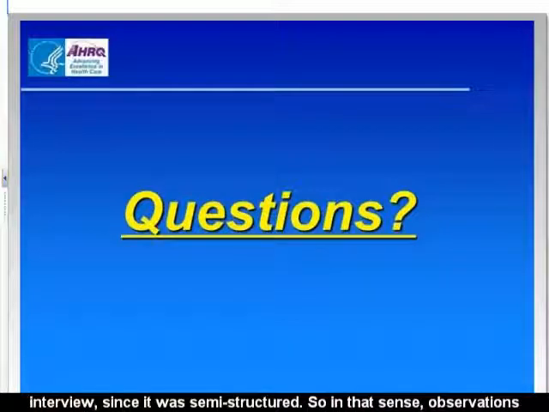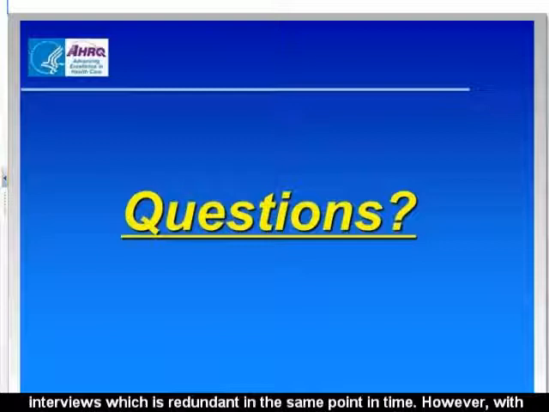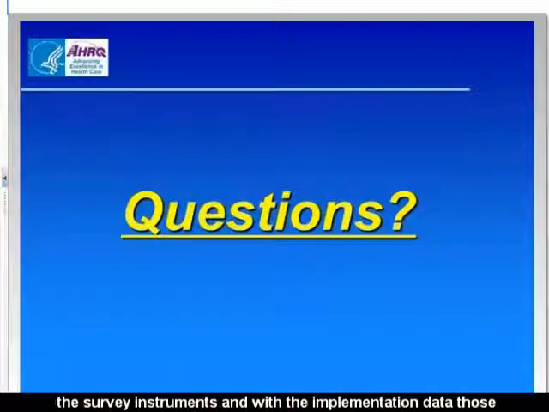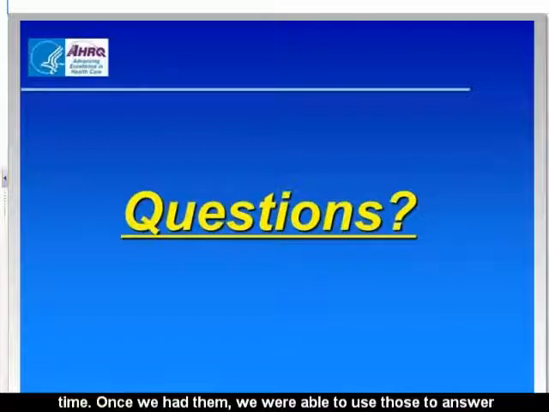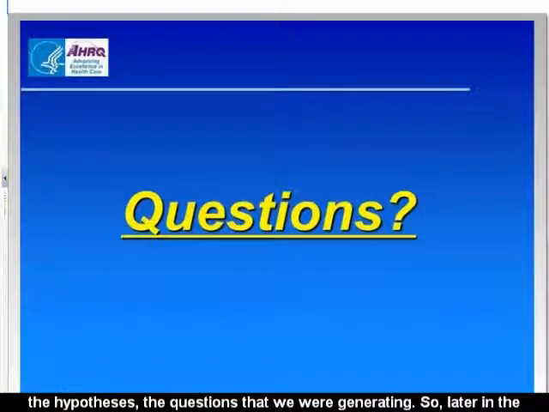However, with the survey instruments and with the implementation data, those pieces of data were gathered at particular points in time. And once we had them, we were able to use those to answer the hypotheses, the questions that we were generating. So later in the analysis phase, we drew upon those initial data.